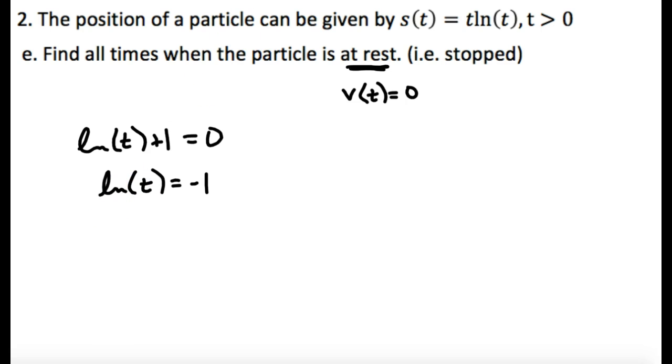Now, to undo a log, I want to raise both sides to a power of the base, right? So the base is e. The base of my exponential is going to be e. So I'll have e to the natural log of t equals e to the -1 power. The whole reason I do that is that e to the log base e cancels out, and we just get t over here. So I get t equals e to the -1, or I could rewrite that as 1 over e to the 1st. Okay? That's my only time when the particle is at rest.